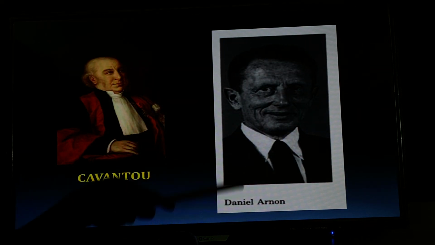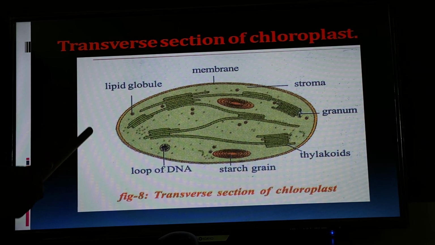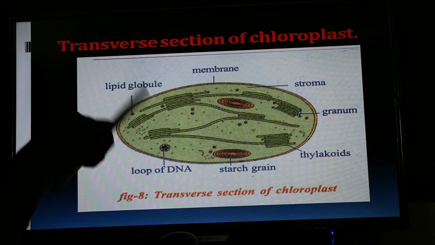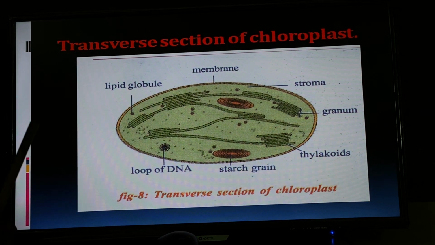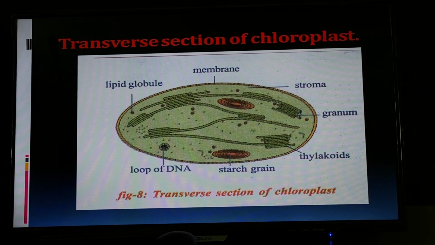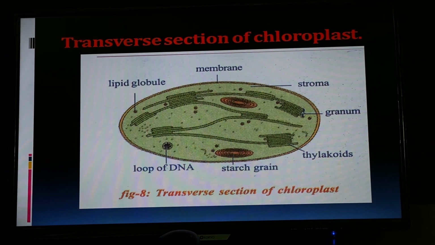Next, a scientist called Daniel Arnon. He is the scientist who described that the total chloroplast can perform photosynthesis. Already we know that green plants are green in color due to the presence of a pigment known as chlorophyll. This chlorophyll is present in a special organelle, which we learnt in 9th class. This is called chloroplast, only present in plant cells, absent in animal cells.